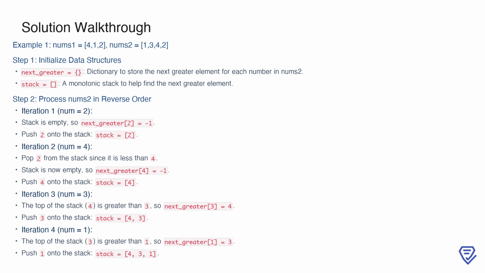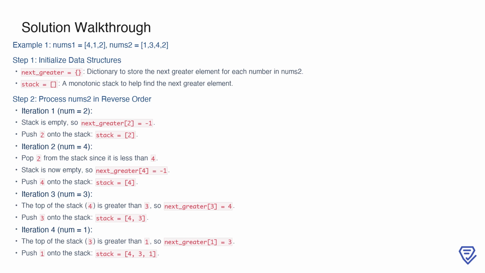Now, we process nums2 in reverse order. Starting with the first iteration, the number is 2. Since the stack is empty, there is no greater element for 2, so we assign next_greater[2] to -1 and push 2 onto the stack. In the next iteration, the number is 4. We pop 2 from the stack because it is less than 4, leaving the stack empty again. This means there is no greater element for 4, so next_greater[4] is set to -1, and we push 4 onto the stack. For the third iteration, the number is 3.